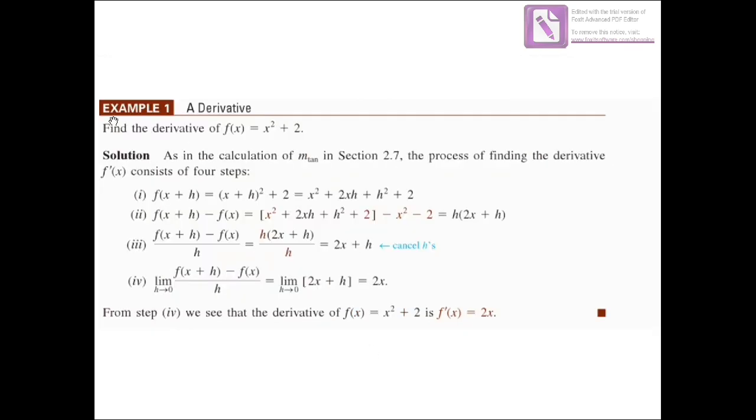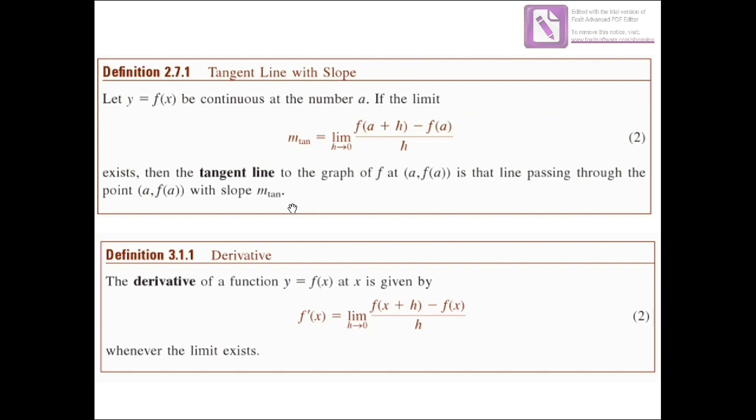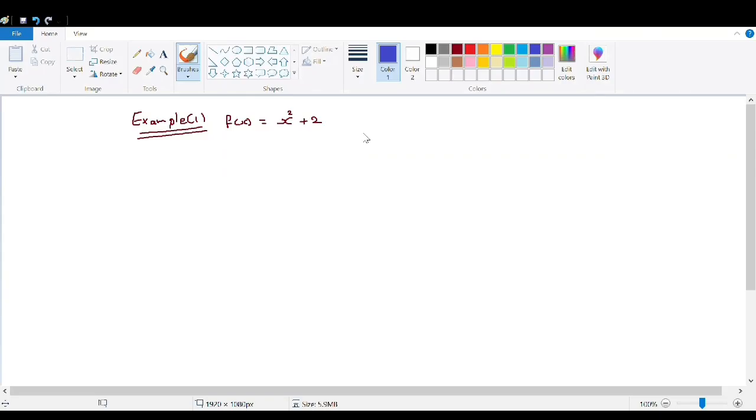So here we have Example 1. Find the derivative of f of x equals x squared plus 2. Let us see how to find the derivative of this function using Definition 3.11. Here we have f of x equals x squared plus 2, and we are asked to find the derivative.